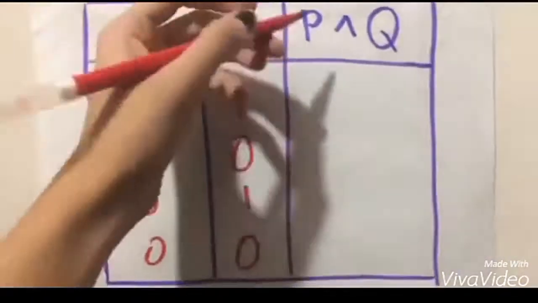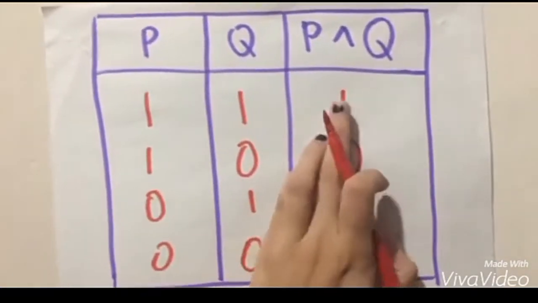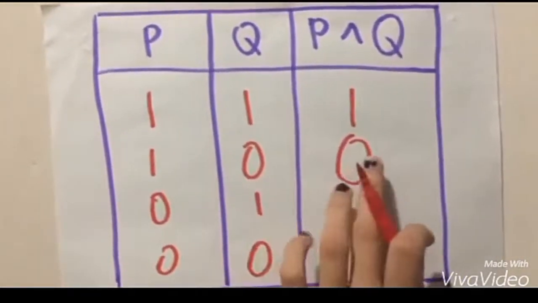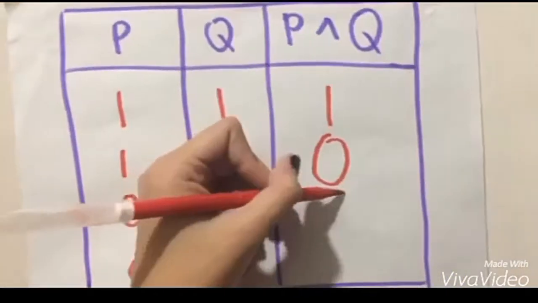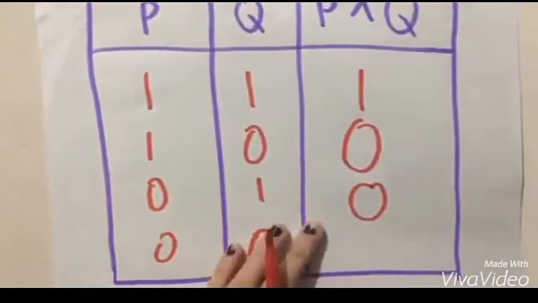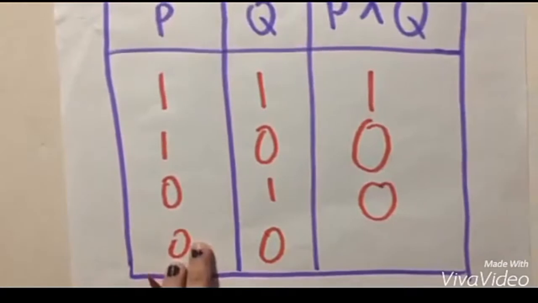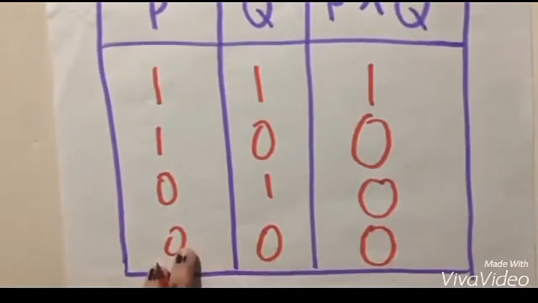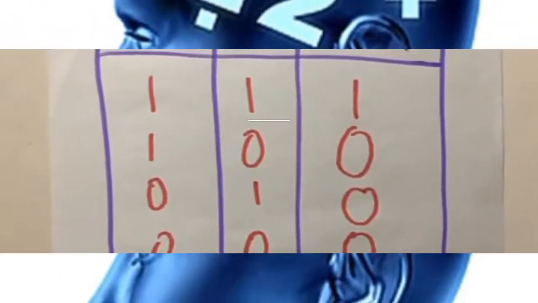True, true ay magiging true, at true, false ay magiging false. False, true ay magiging false dahil ang P ay false. Sunod naman, false, false. It means false din dahil ang rules, kapag merong isang false, automatically magiging false din.